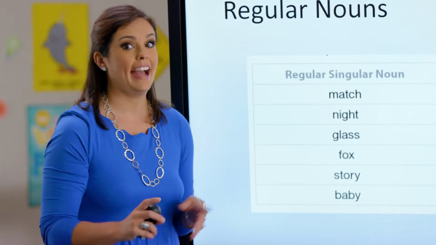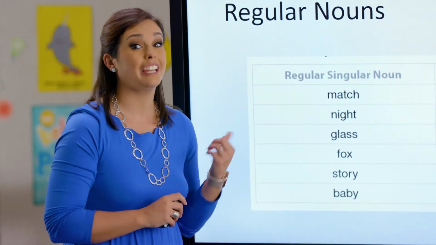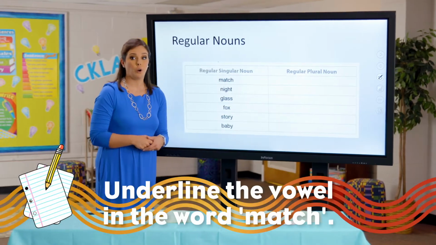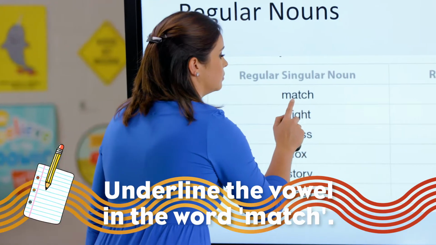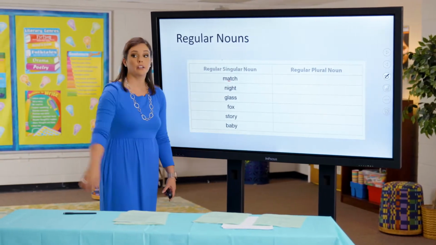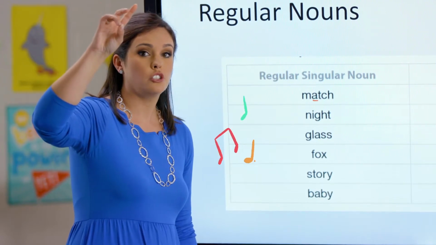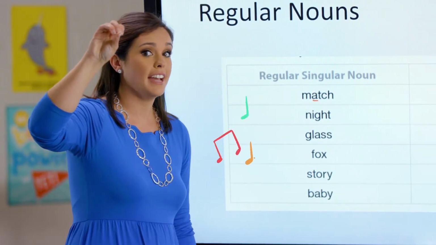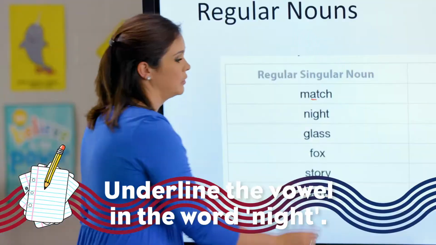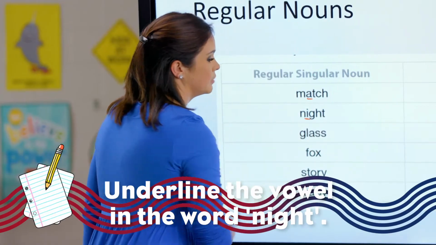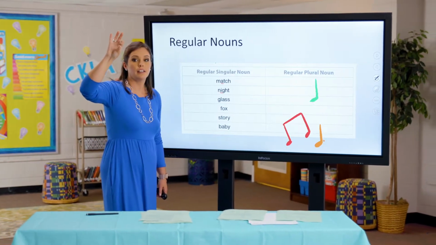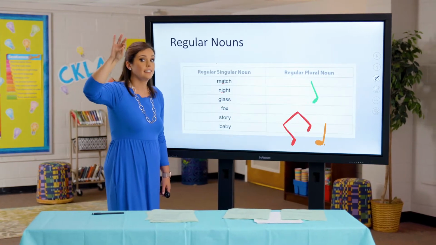Okay, welcome back. Now let's really decode each of these words so we know how to read them and spell them. Take a look at the first word and underline the vowel. Now let's tap out the sounds in this word. Match. Say it fast. Match. Nice. Underline the vowel in the second word. Let's tap out the sounds. Night. Say it fast. Night.